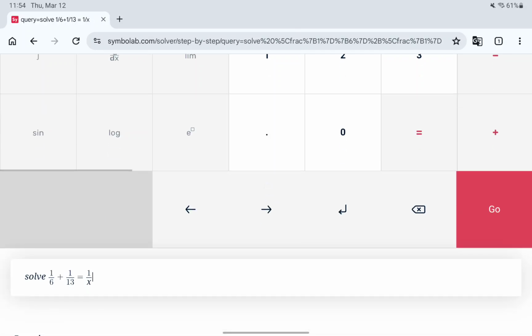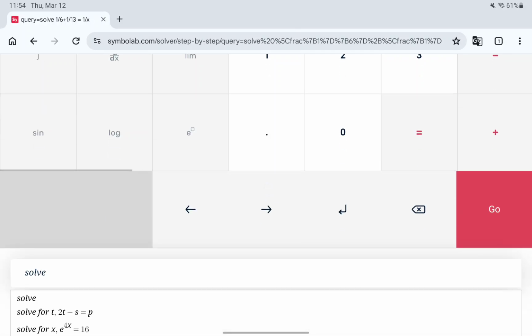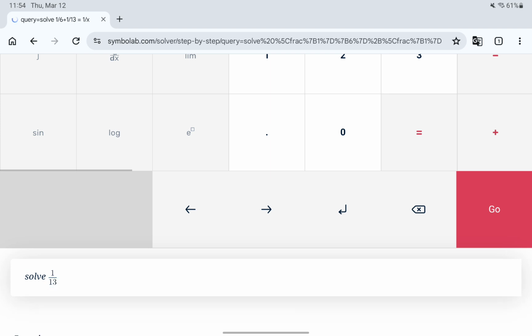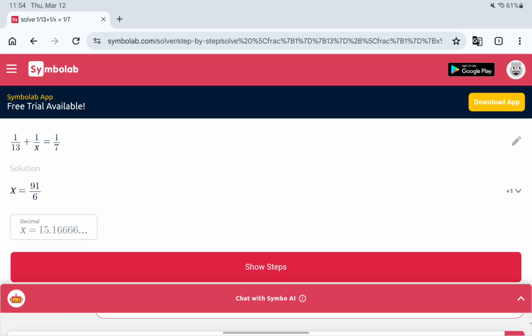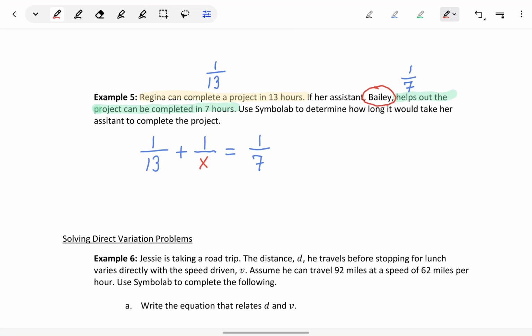And then we'll ask Symbolab to solve 1 over 13 plus 1 over x equals 1 over 7. And we get a result of about 15.2. We should say approximately 15.2. So it would take Bailey approximately 15.2 hours to complete this project on their own.